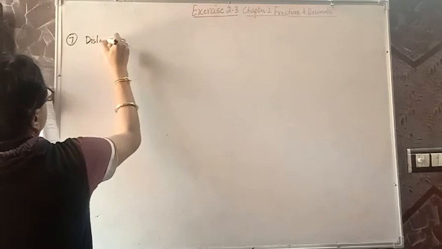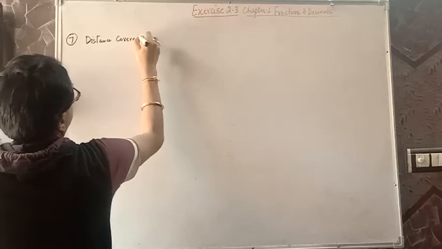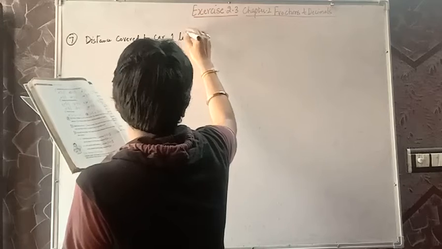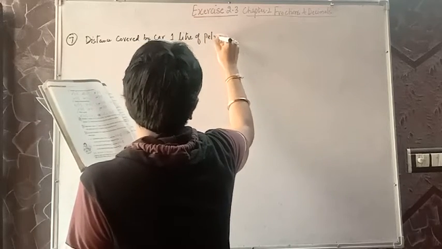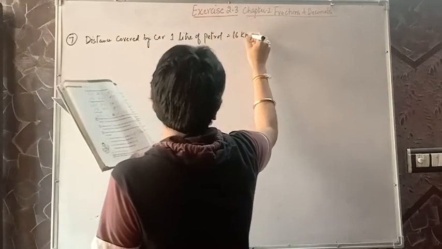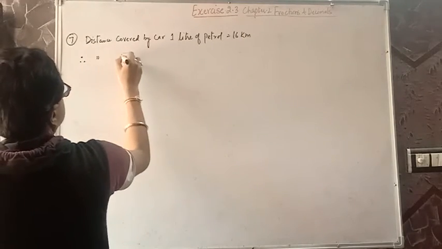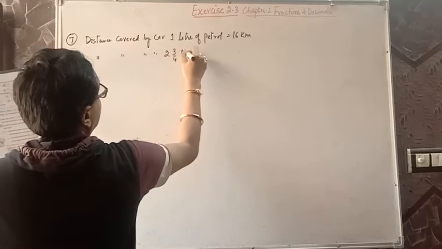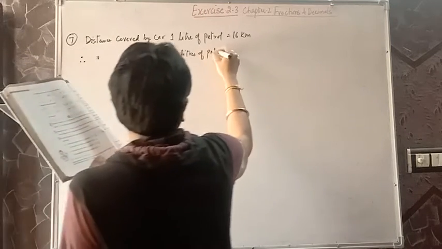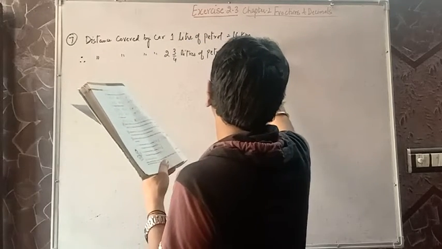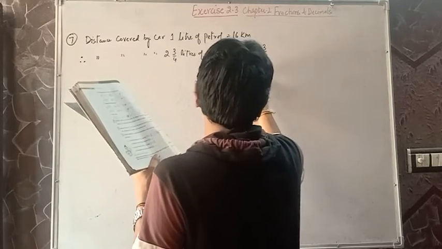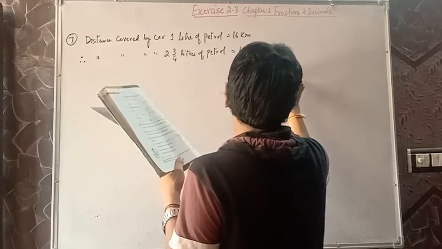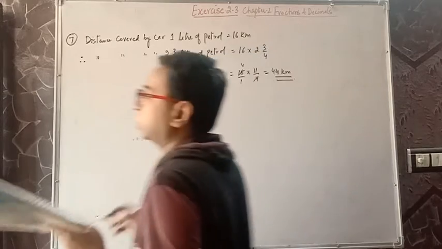Distance covered by car in 1 liter of petrol, that is 16 km. Therefore, distance covered by car in 2 3/4 liters of petrol. That's the unitary method again. It means 16 into 2 3/4, that is 16 into 11/4. That's 44 kilometers. Any doubt anyone is having?